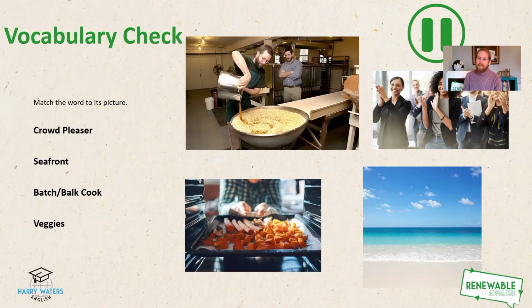It might be a bit trickier. So have a look at these pictures. Which one is a crowd pleaser? Which one is a seafront? Which one is to batch or bulk cook? And which ones are veggies?